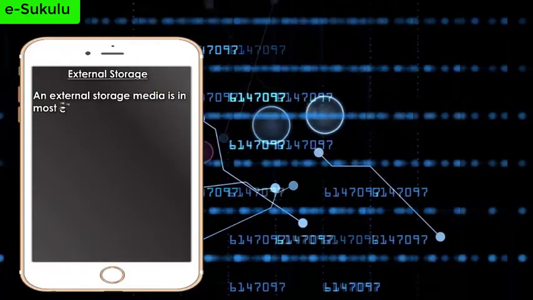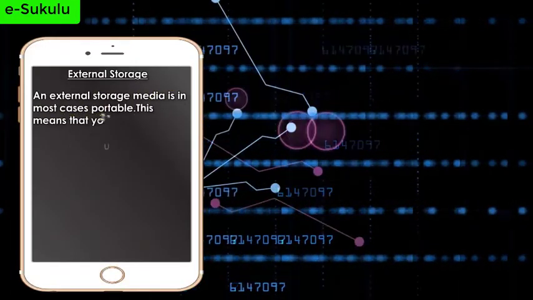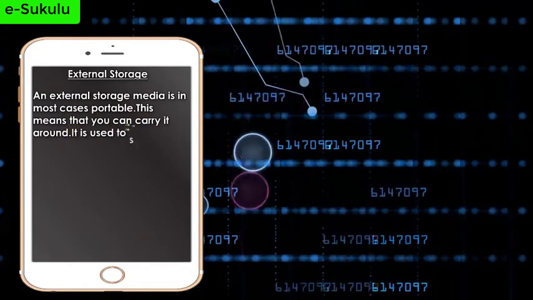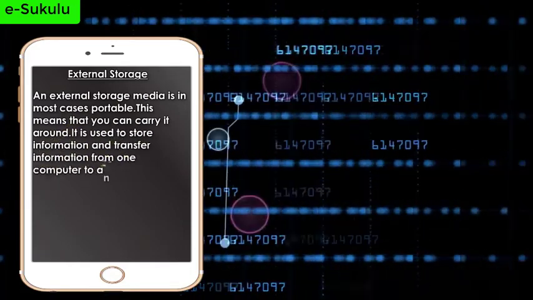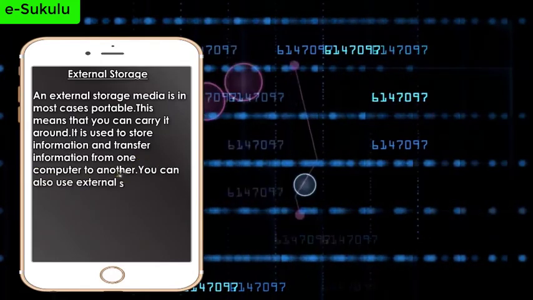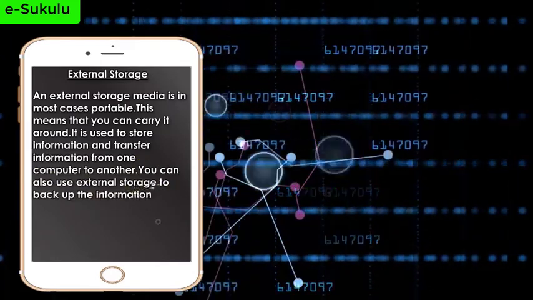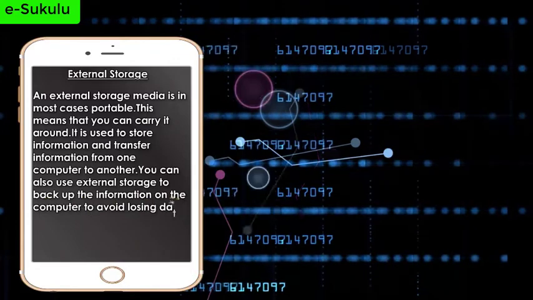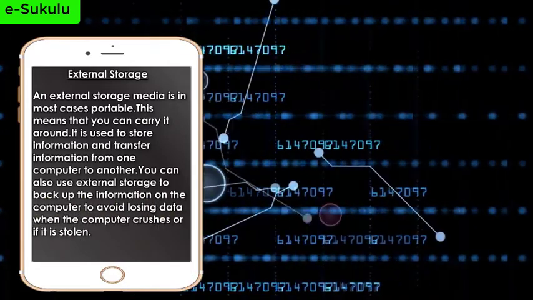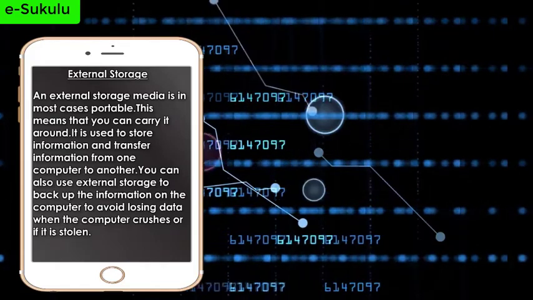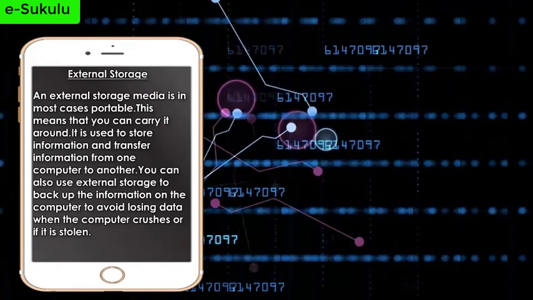An external storage media is in most cases portable. This means that you can carry it around. It is used to store information and transfer information from one computer to another. You can also use external storage to back up the information on the computer to avoid losing data when the computer crashes or if it is stolen.